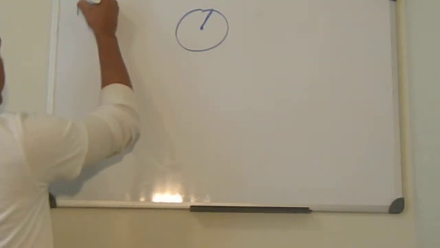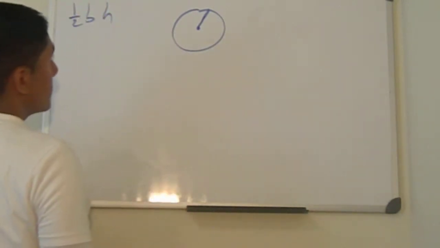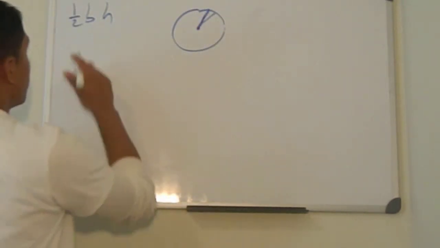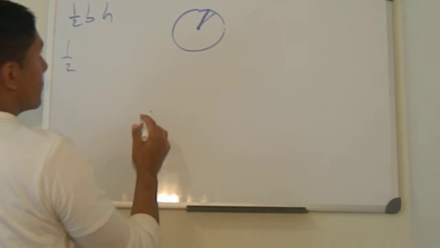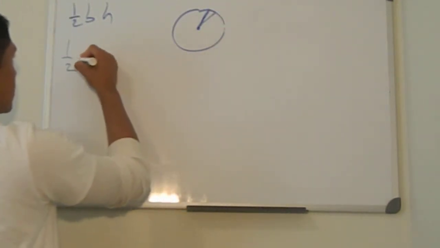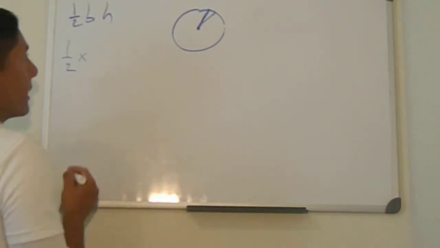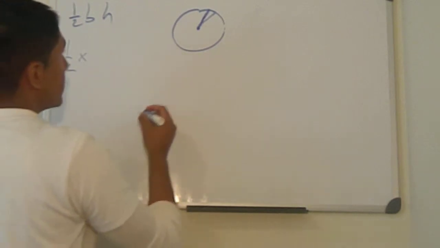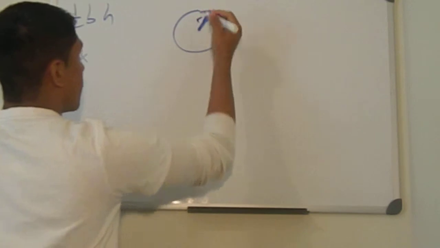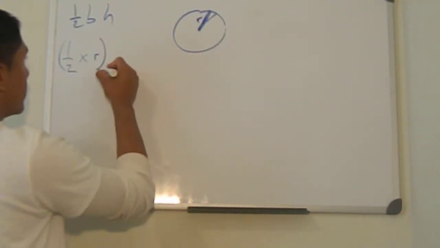So we have 1/2 base times height. Okay, let me make this a little bigger, like that. So we have 1/2, the base being, let's call this base x, because it's an infinitely small number. So just call it x. And then the height, if this is infinitely small, then this is just the radius, r. And this is for triangle 1.